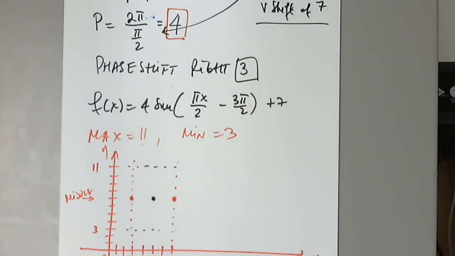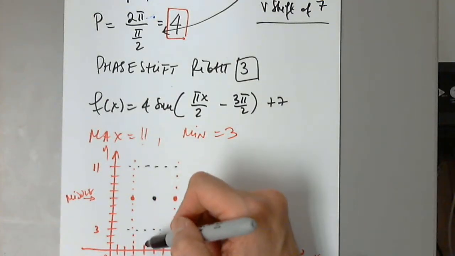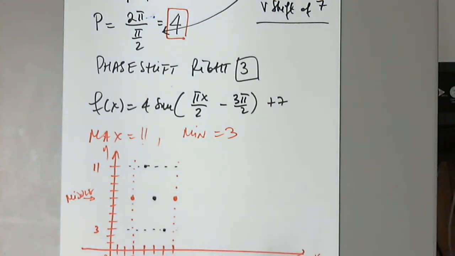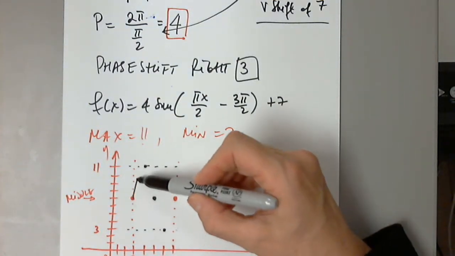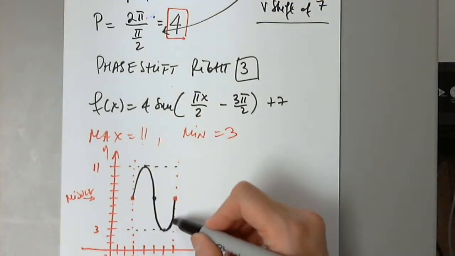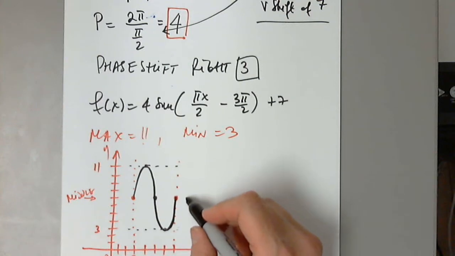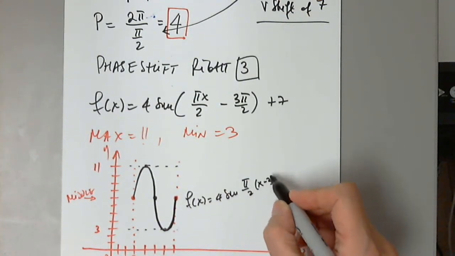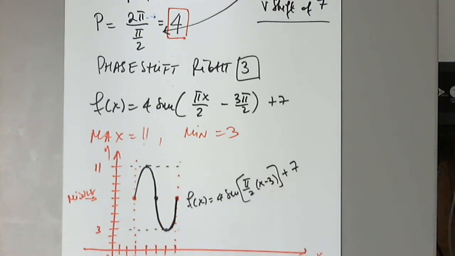It has no x-intercepts. It will have y-intercepts if you continue with many periods, of course, but not an x-intercept. The minimum is 3, maximum is 11. And right here in the middle, it has to reach the maximum, and right here in the middle, it has to reach the minimum. And this is the graph. These are symmetric functions. And this is the graph of f of x, 4 sine pi over 2, x minus 3 plus 7.